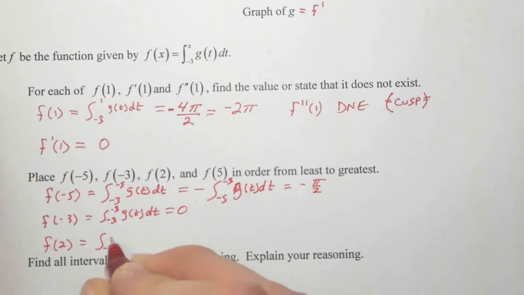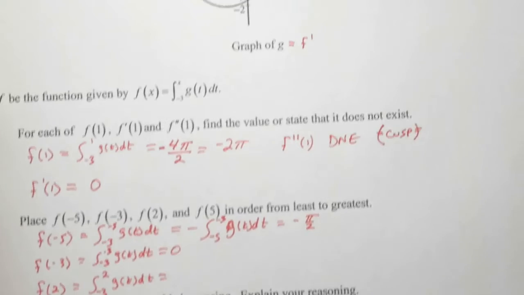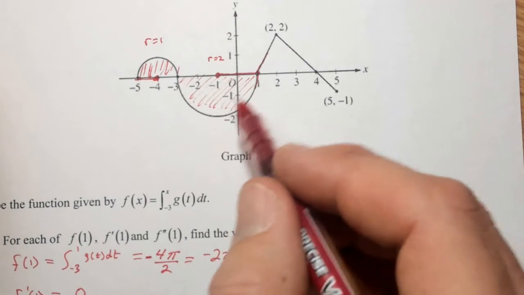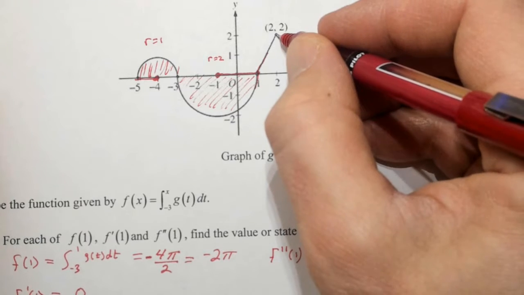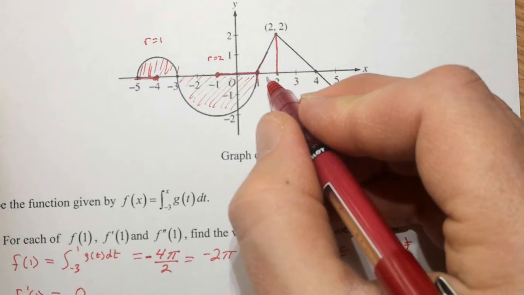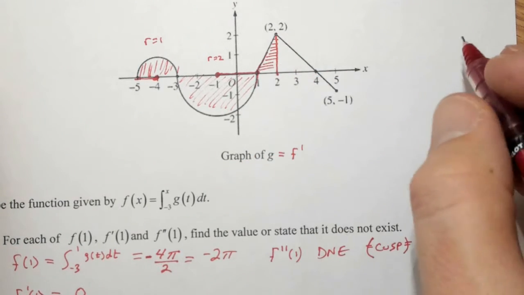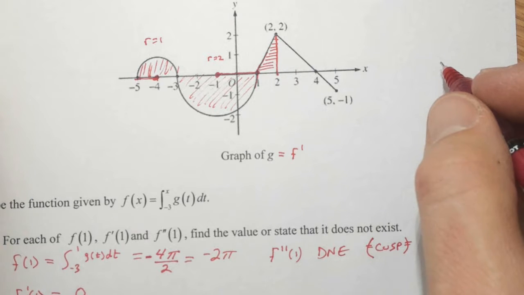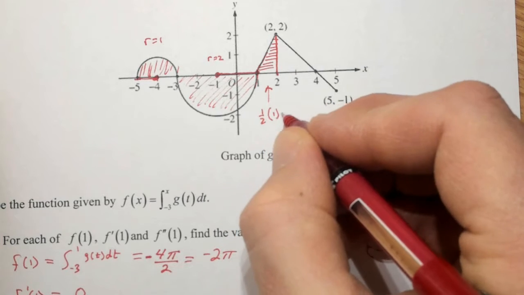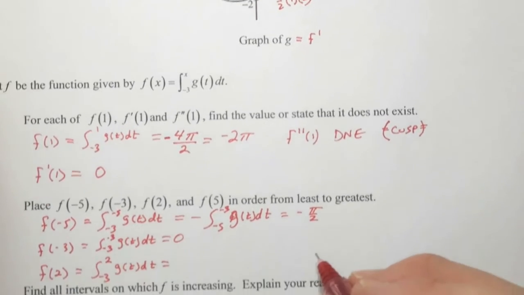Next up is f of 2. So that's the integral from -3 to 2 of g of t dt. So -3 to 1 is this semicircle, which you've already found, and then we just need to bring in our triangle. All right, the triangle has a base of 1 and a height of 2, so the area of this triangle is 1/2 base times height, or 1 unit. All right, so again, we're looking at 1/2, the base, which is 1, and the height, which is 2. That equals 1.